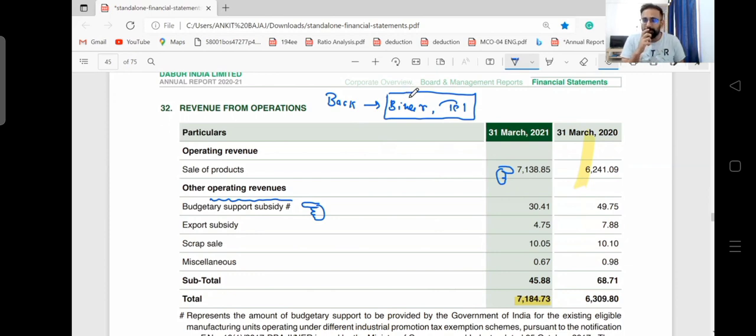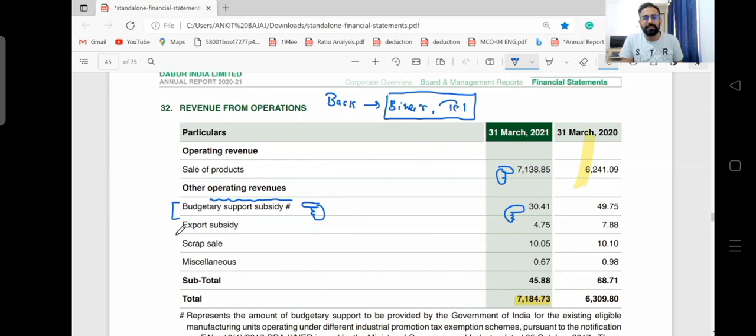Why does the government provide you support? Just because the government wants to develop these states, right? So that is the reason the government provides you a subsidy. So here the government is providing a matching subsidy to Dabur Limited, and they are receiving 30 crore rupees from the government. So it will be treated as an income for Dabur Limited.